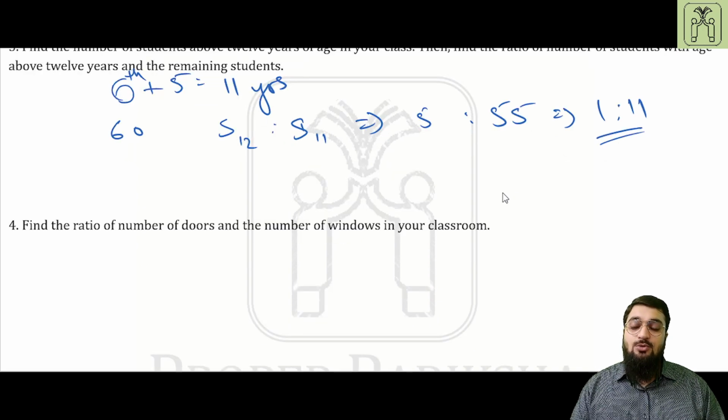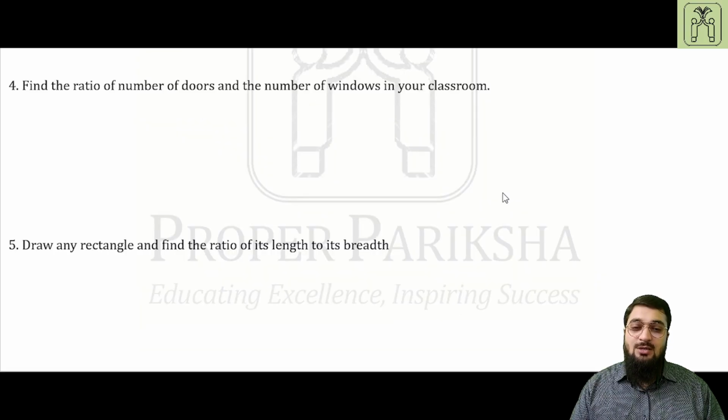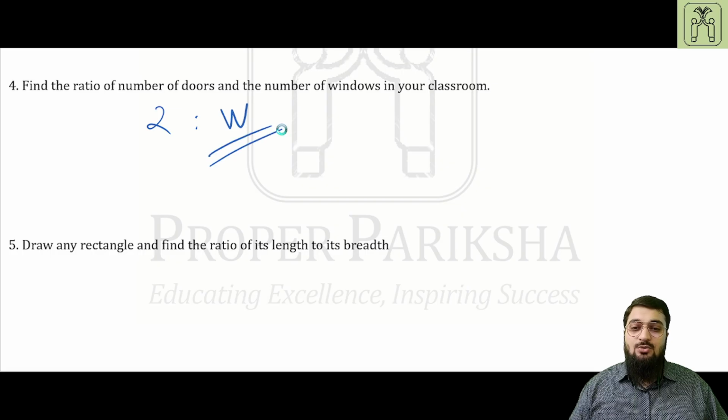After that, coming to question number 4, find the ratio of the number of doors and the number of windows in your classroom. So this is something which you can do on your own. Generally doors are 1 or 2, maximum 2 doors are there in a particular class. So 2, and then the number of windows in your classroom, which you can do as a classwork.